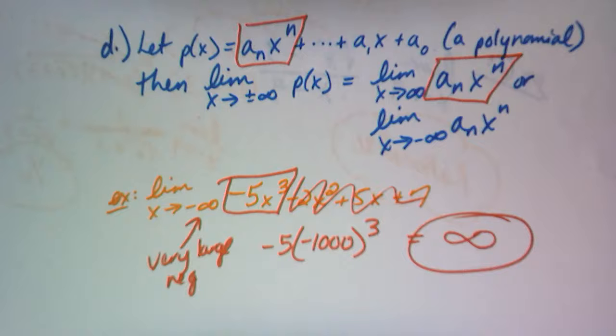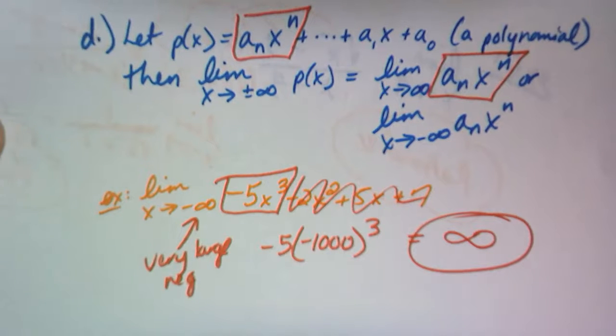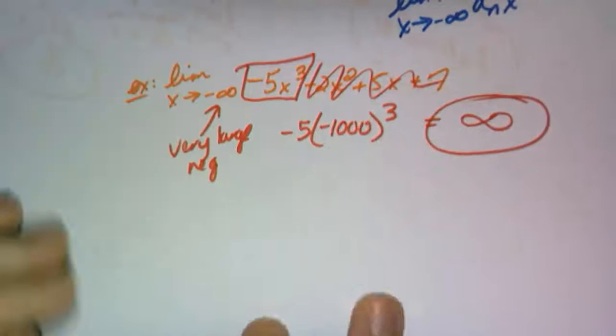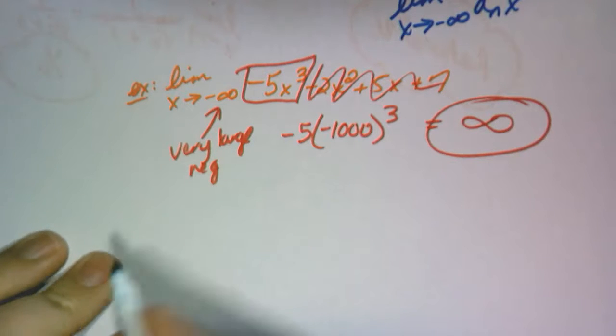So it would be like squared times negative 5 would be negative infinity, right? What if all the stuff after it ends up being bigger? But it won't, not with the degree.